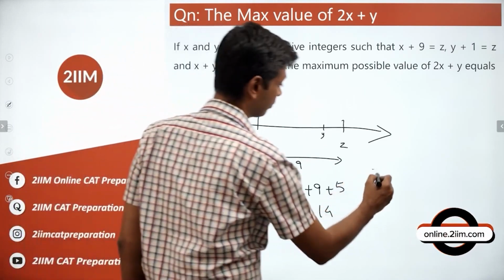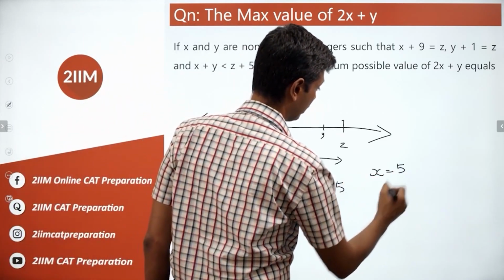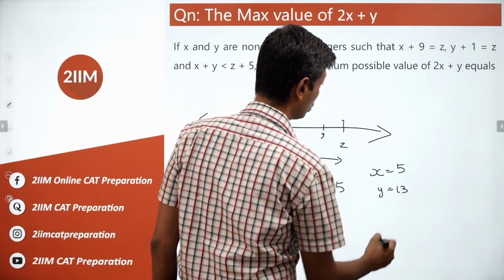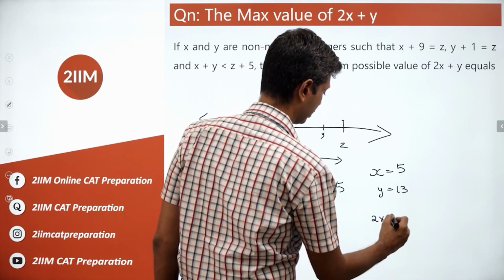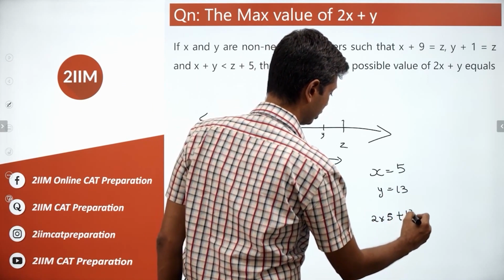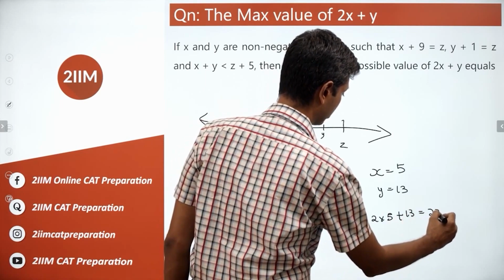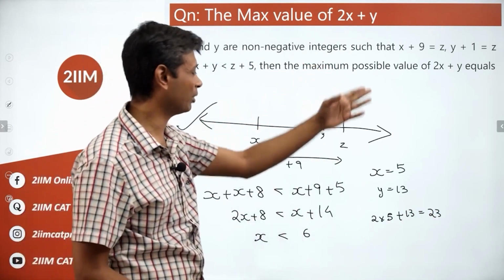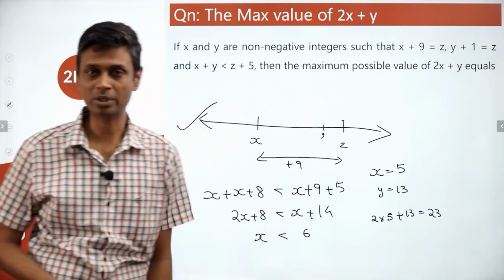The x can be 5. If x were 5, then y would be x plus 8, 13. 2x plus y, 2 into 5 plus 13, 10 plus 13, 23. That's the maximum. I started off doing this, but I realized that all three are part of the same variable. Becomes a very simple question.